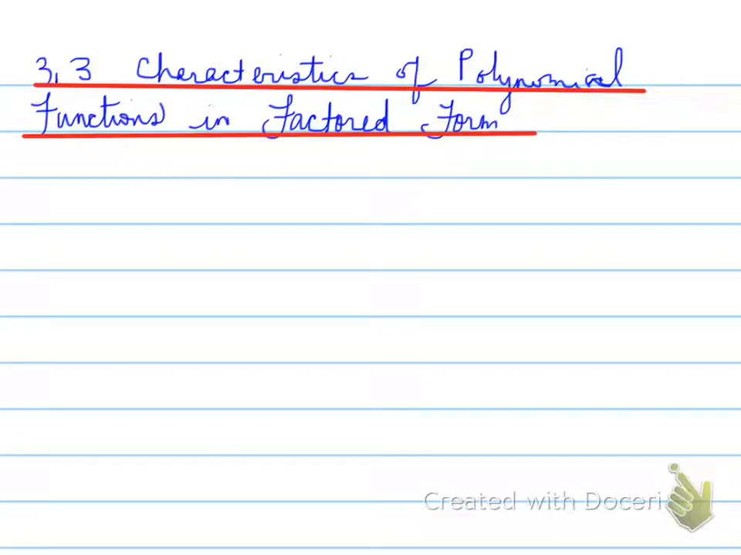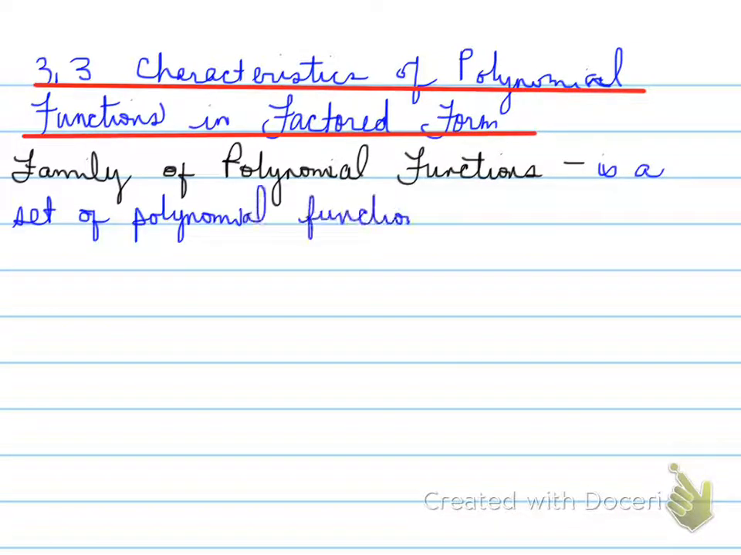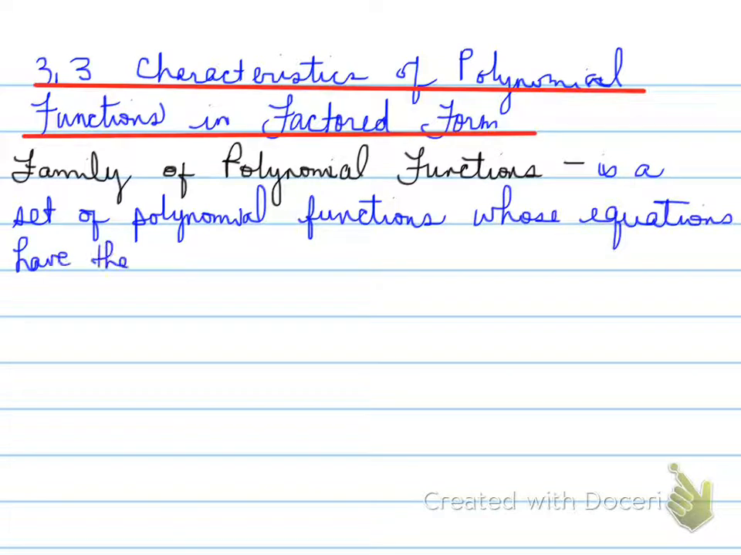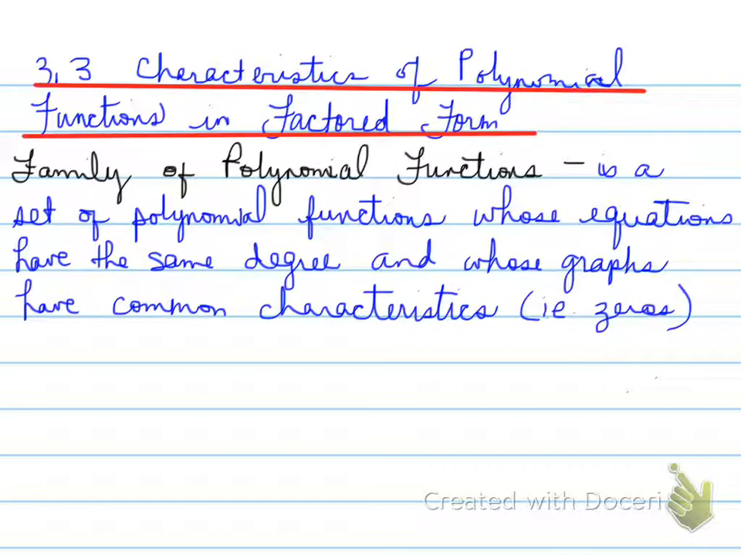Okay, characteristics of polynomial functions in factored form. What can we gather from this? Let's see. A family of polynomial functions is a set of polynomial functions whose equations have the same degree and whose graphs have common characteristics. So first of all, the important part is they must have the same degree.